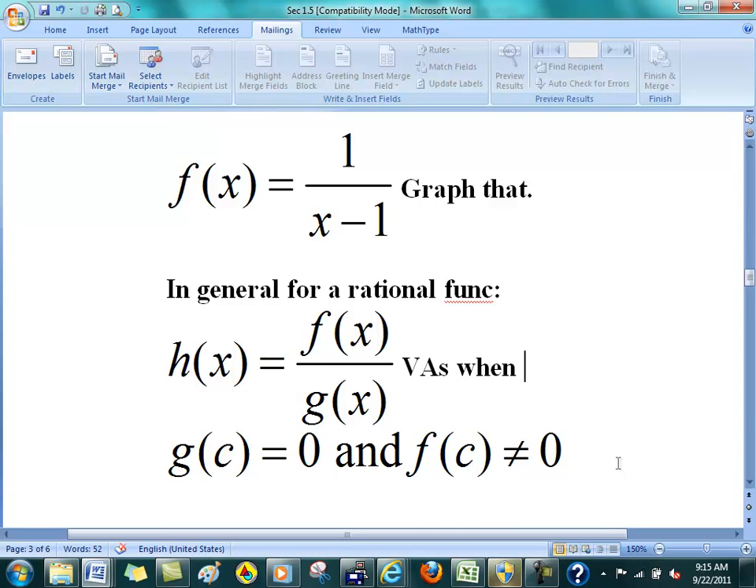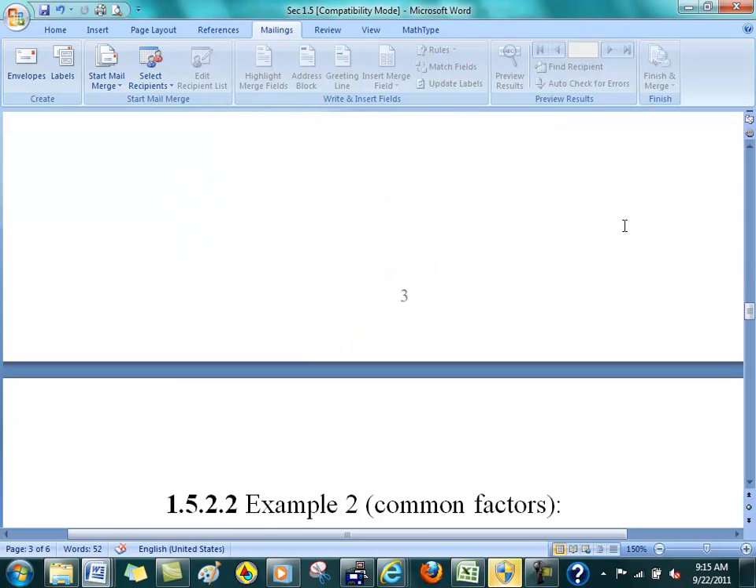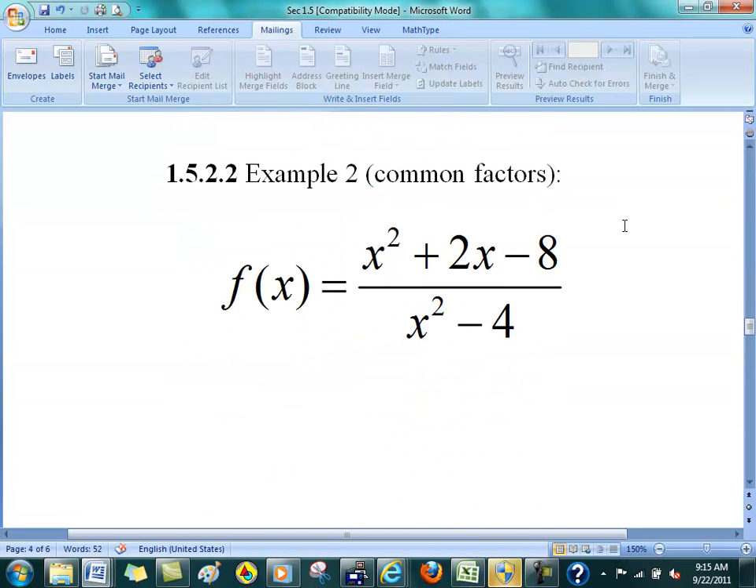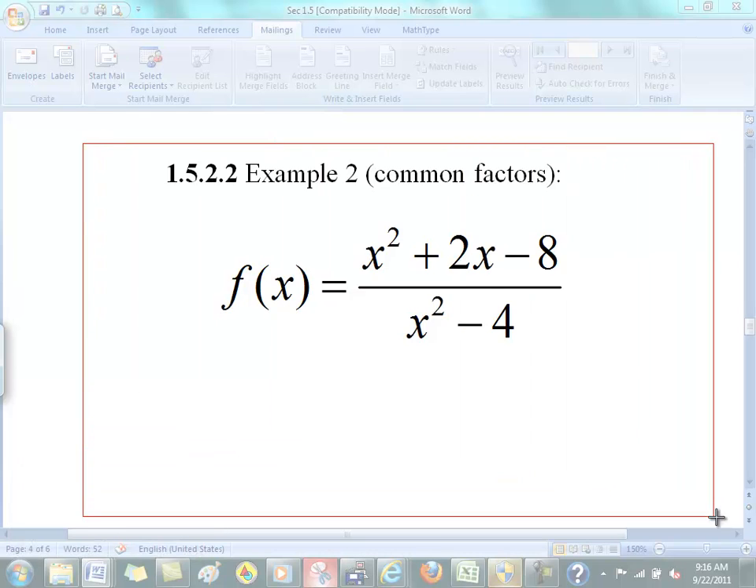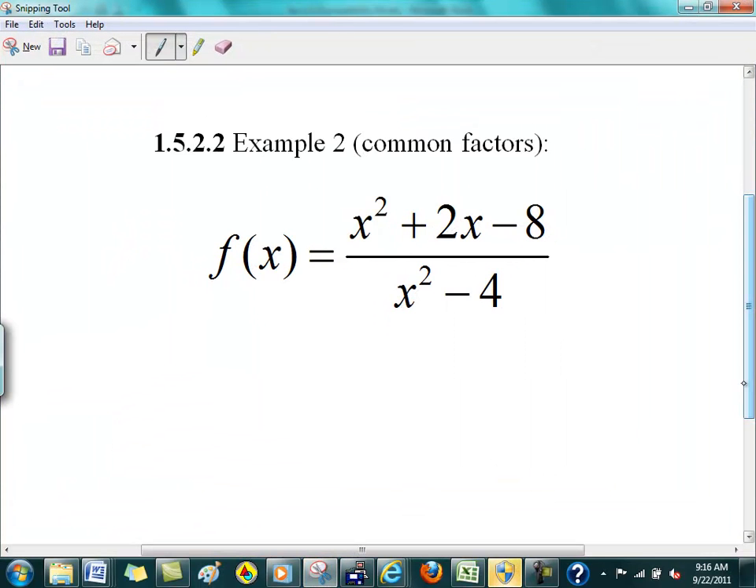So here's an example. Where do you think you're going to get vertical asymptotes? Sorry? 2, negative 2? Yeah? Graph that. Make sure you guys got your parentheses in there.